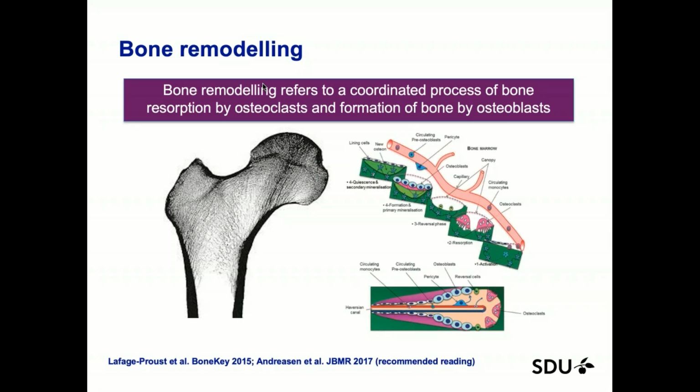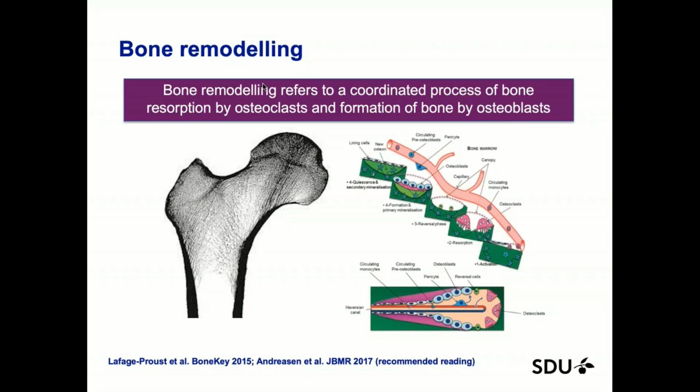It's a highly coordinated process whereby osteoclasts remove old bone and new bone is formed by osteoblasts. As you can see here on the left side, there is both cortical and trabecular bone, and the trabecular bone in the femoral bone, as you can see, is more metabolically active than the cortical bone, but both tissues are remodeled. There are a number of minor differences between the remodeling activities in the trabecular and the cortical bone, and you can see some of it on the right side.